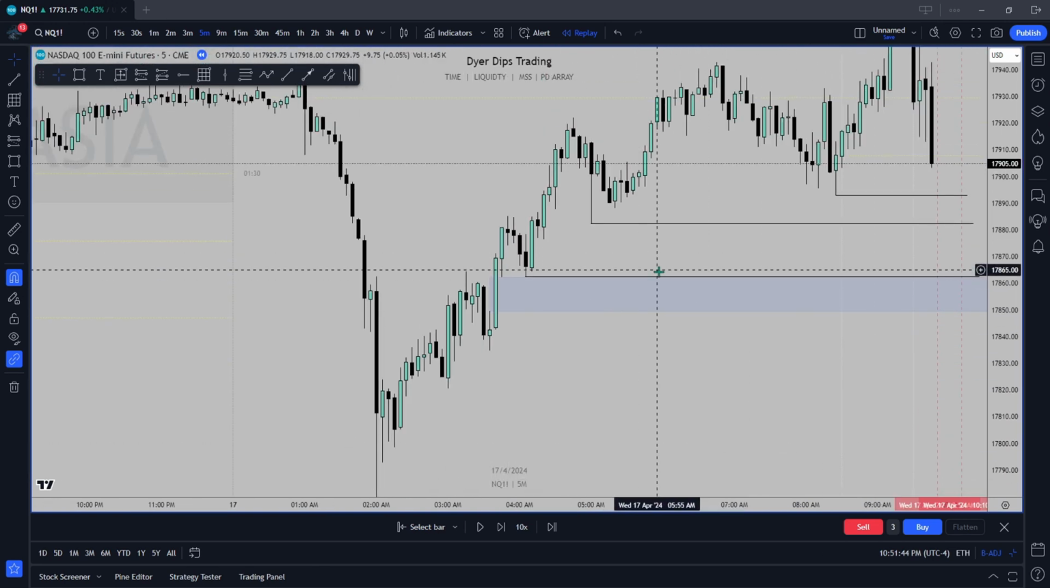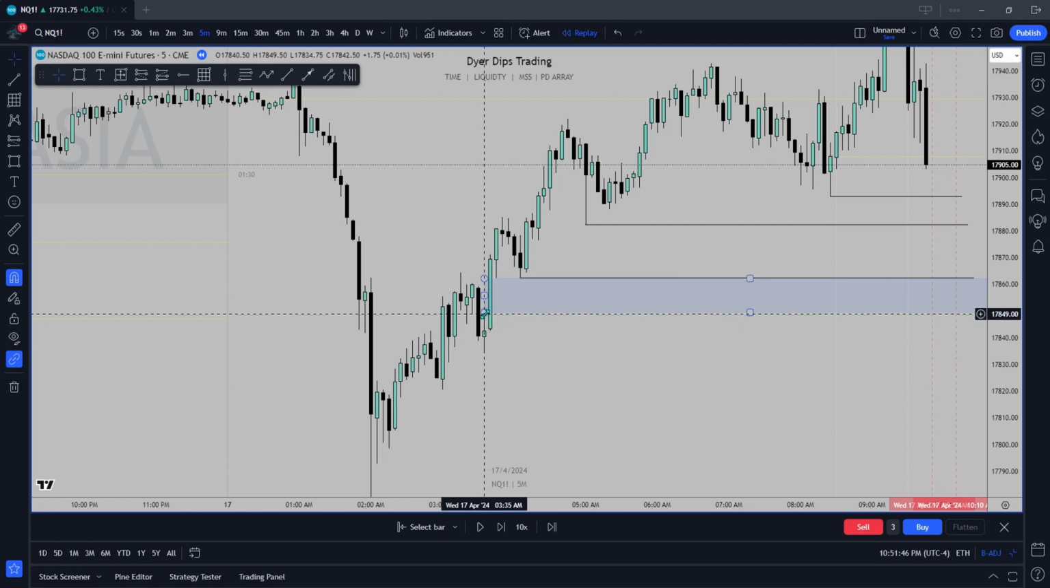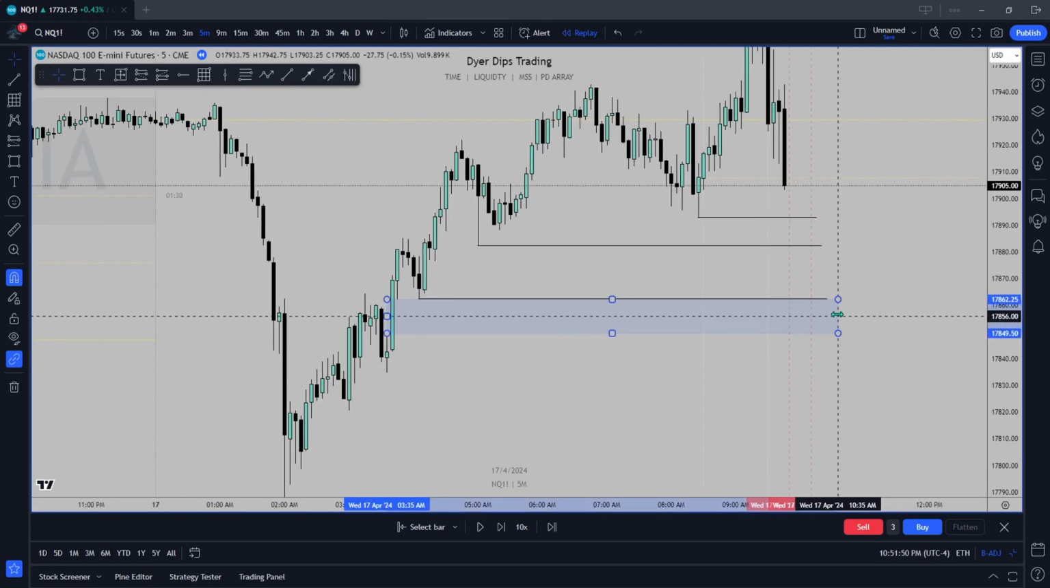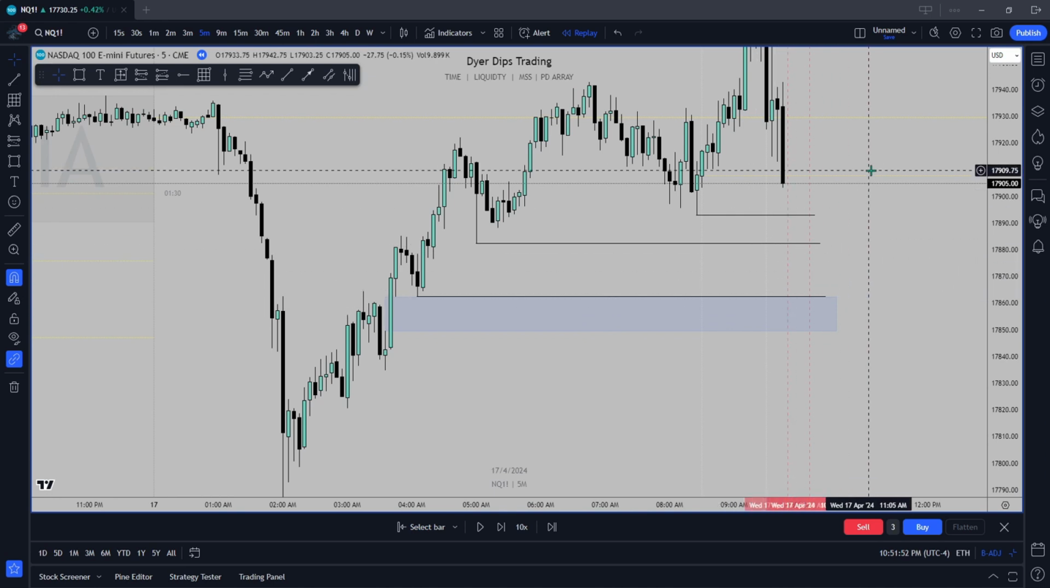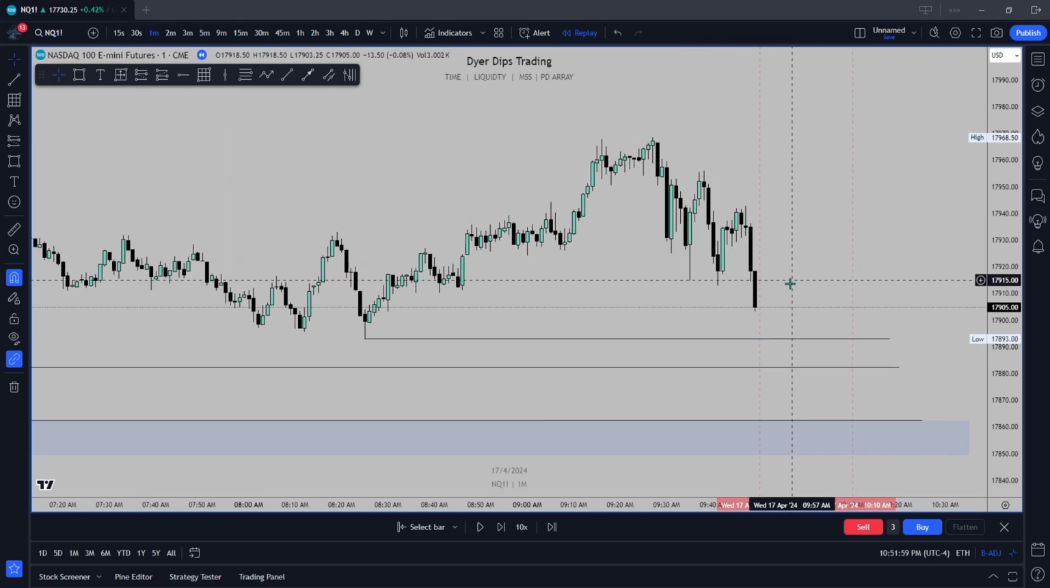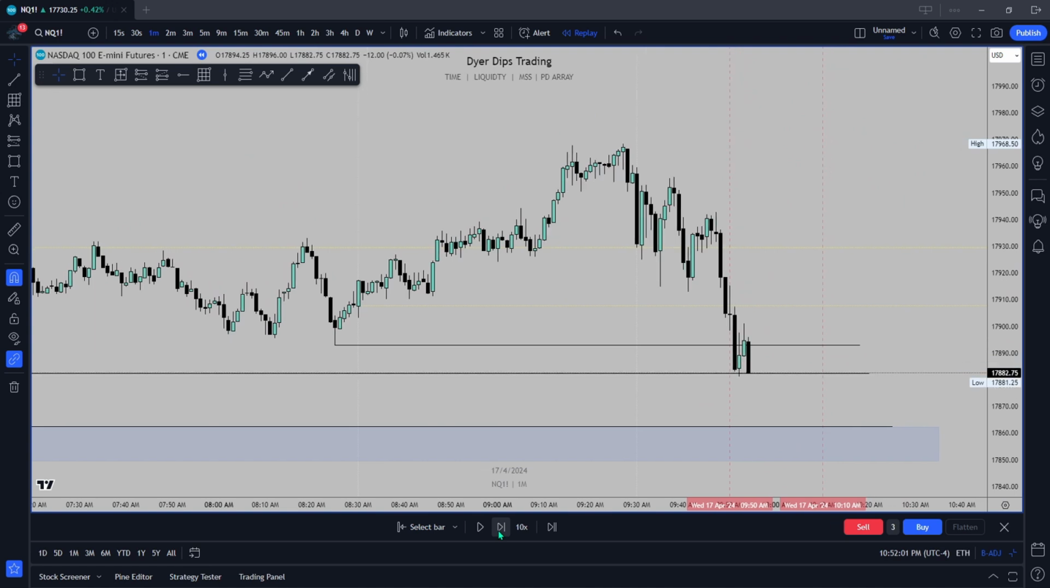So price does need to rebalance this inefficiency, which means it should come to the low of this fair value gap, right? We're not looking for price to come in and bounce off of this unless we're bullish. And in this case, we're bearish and we're expecting price to rebalance an inefficiency, not just bounce off of it. So let's see what price does in between these two red lines here.